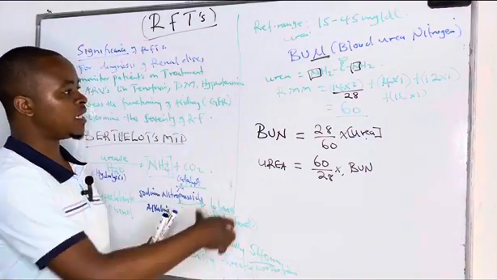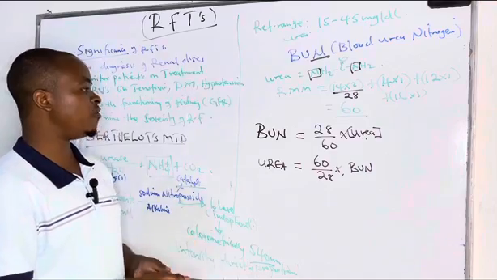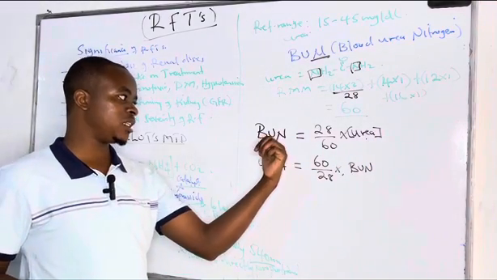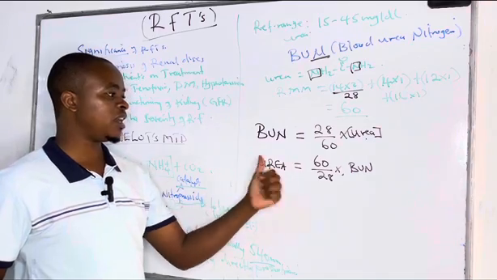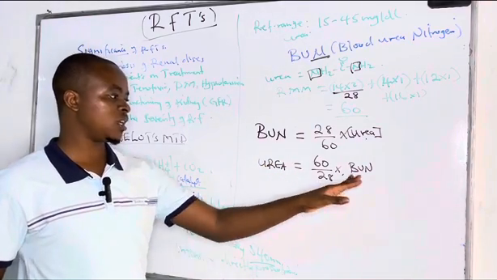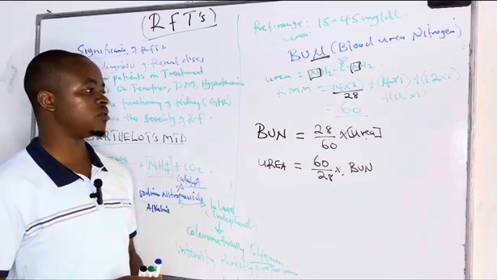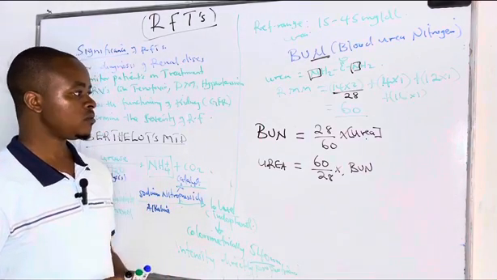So these are the methods I can use: when I have BUN, I can get urea, and when I have urea concentration, I can get blood urea nitrogen. And if I have urea concentration, I can determine BUN. When I have BUN, I can determine urea concentration. So these are the formulas.